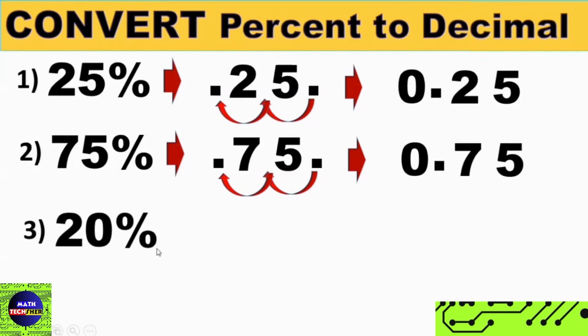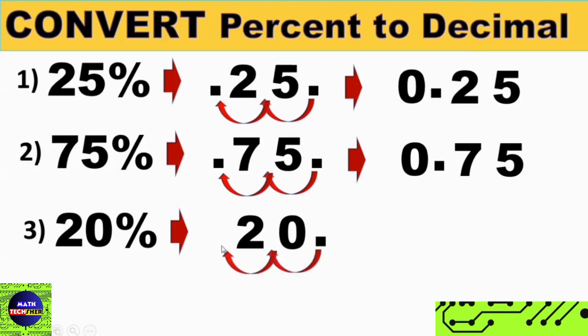Next, number 3, we have 20%. And then eliminate the percent sign. Then we have from the point, count 1 and 2. So add point. And then we're going to add 0. Then now we have 0.20. Okay, so that is how to convert percent to decimal.